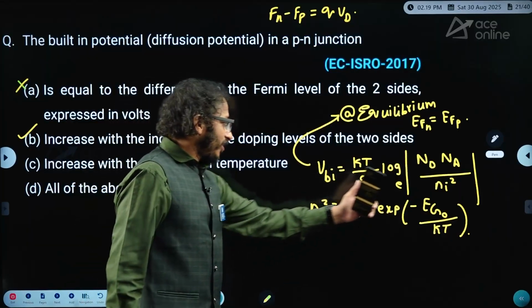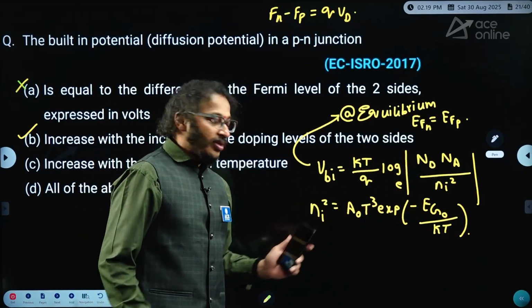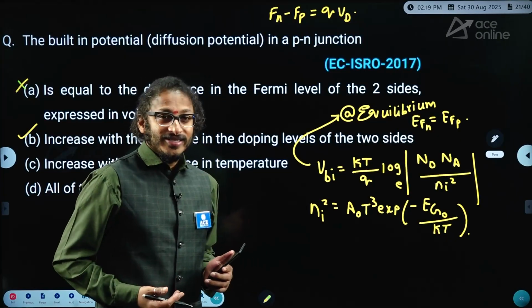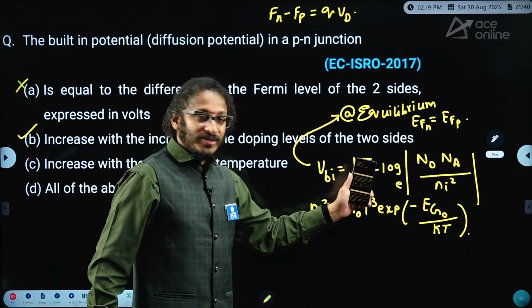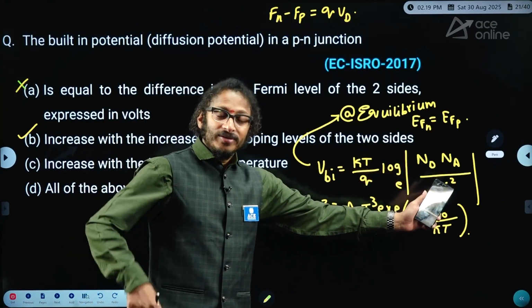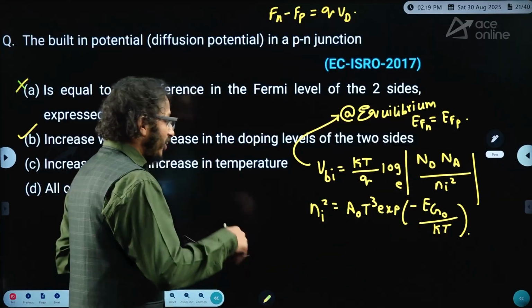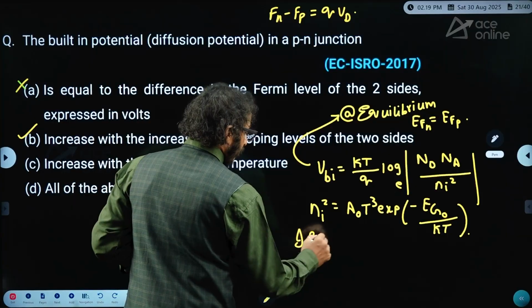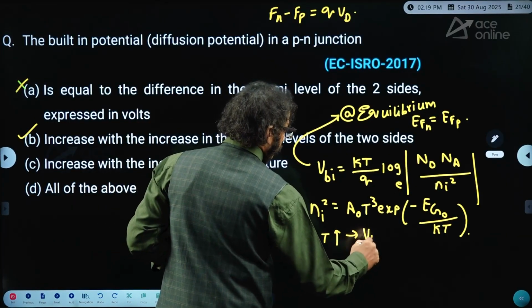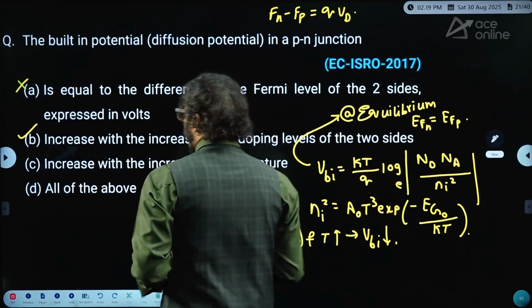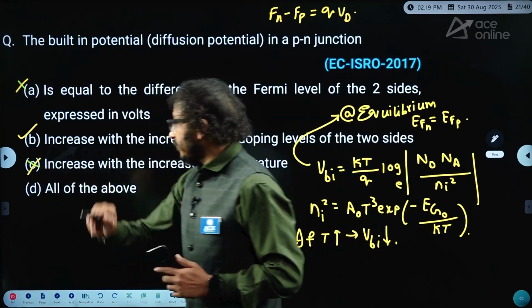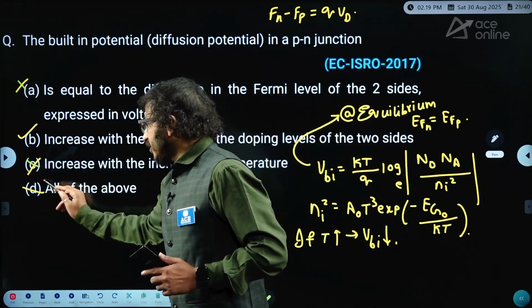Ni square depends on T power 3. So if temperature increases, the percentage increase here is more. Therefore, if temperature increases, built-in voltage decreases. So tell me, yes, if temperature increases, no doubt, built-in voltage decreases. But the option says it increases with increase in temperature, which is absolutely wrong. And all the above is absolutely wrong.